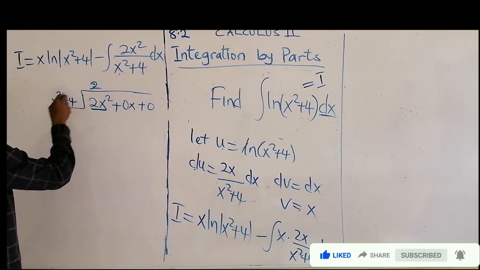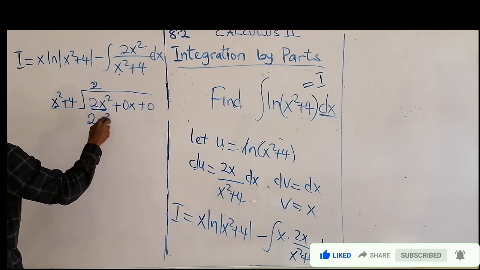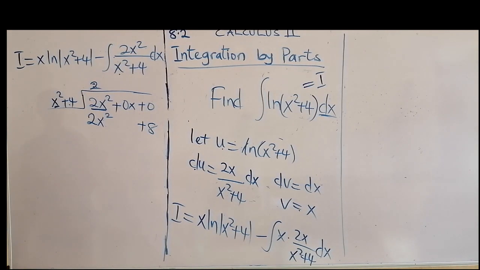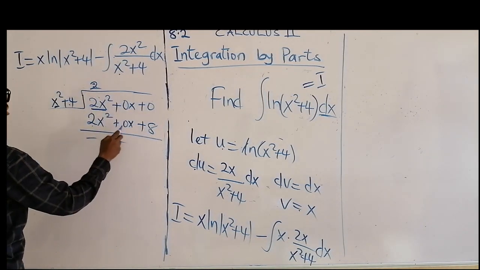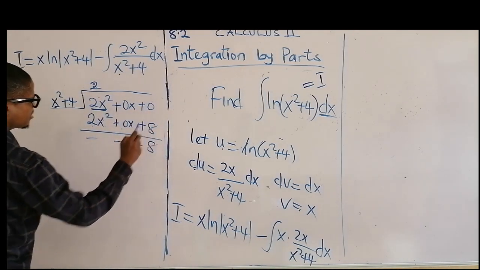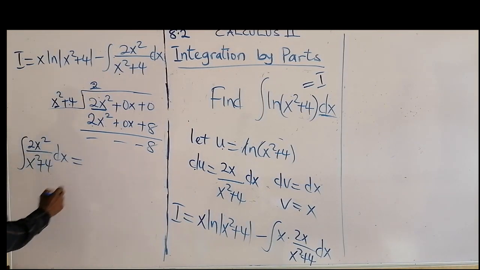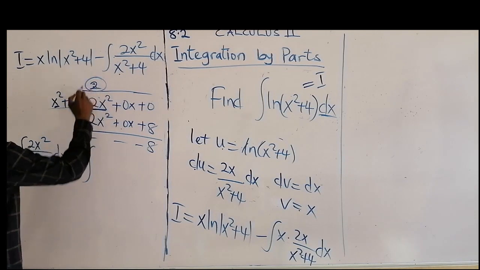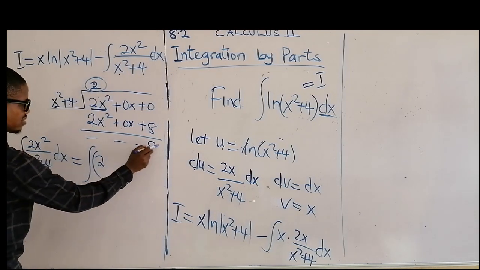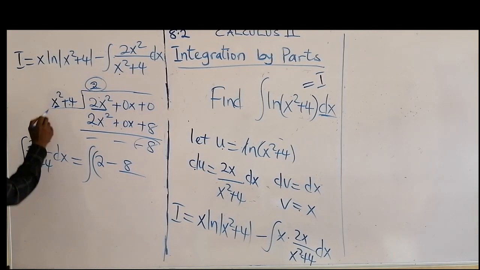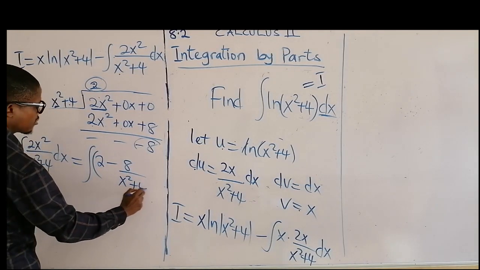So that will be what? Times 2. So 2 times this one, that's what? That's 2x squared. And then 2 times this one, that's what? Plus 8. I'm going to put it here. This minus this, this minus this, this minus this, and having minus 8 in this place. So the integral of this one will give me integral of the quotient, that's 2, and then the remainder, that's minus 8 over the divisor, that's x squared plus 4.